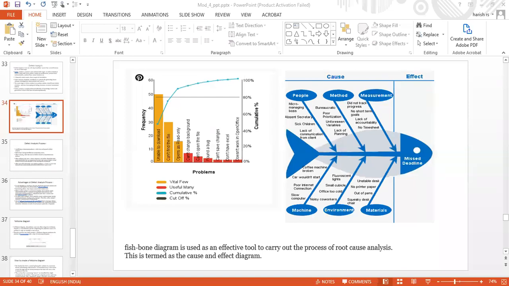Environment: it was a very small cubicle. Not many people could be accommodated in the particular area. What was the environment problem? The environment was very noisy. They were not able to concentrate. All these problems can arise. Materials, whatever it is, they didn't provide a room for them, something. So all these causes can give rise to the problem.